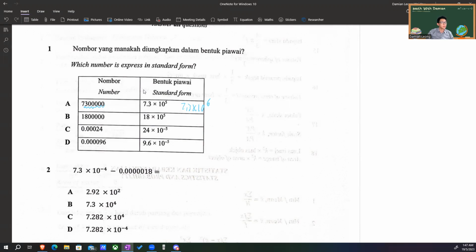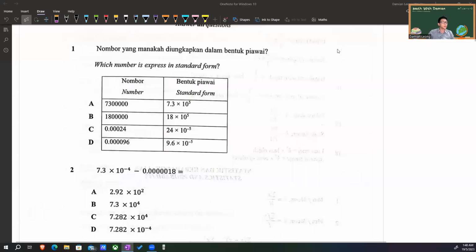The second one, actually, I straight away look at this. 18 times 10 to the power 5 definitely is wrong. 18 times 10 to the power 5 would not be the standard form. The first significant figure has to be right before the decimal. So this is not, and same goes for C. C definitely is not. So naturally, we would know that D would be the answer.